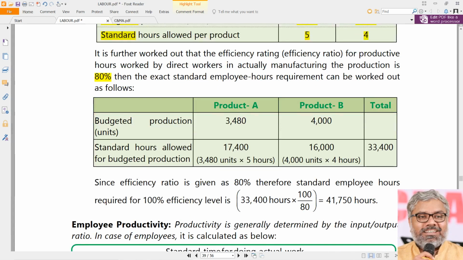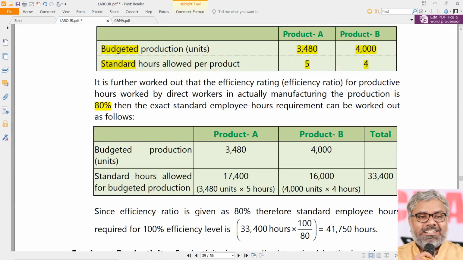They will not take fewer hours, they will take more hours because they are only 80% efficient. So ideally, how many hours they should have taken is different from what they actually take. They should have taken 3,480 into 5, 17,400 hours for product A, and 4,000 into 4, that means 16,000 hours for product B, which means in total they should have taken 33,400 hours this year to manufacture products A and B.